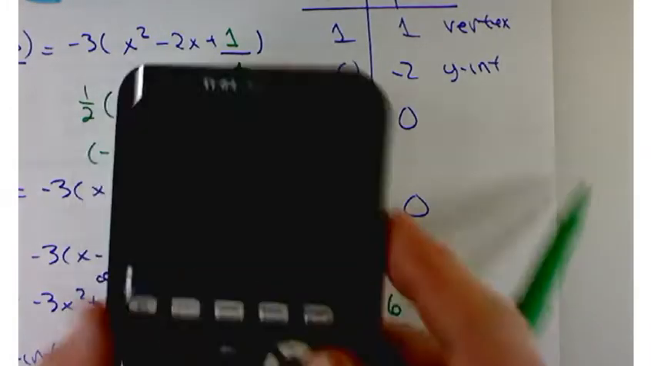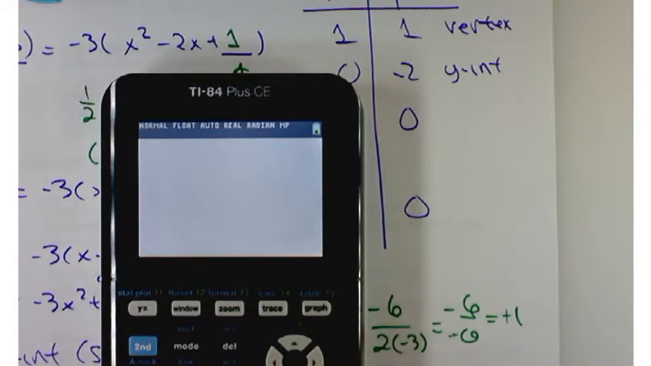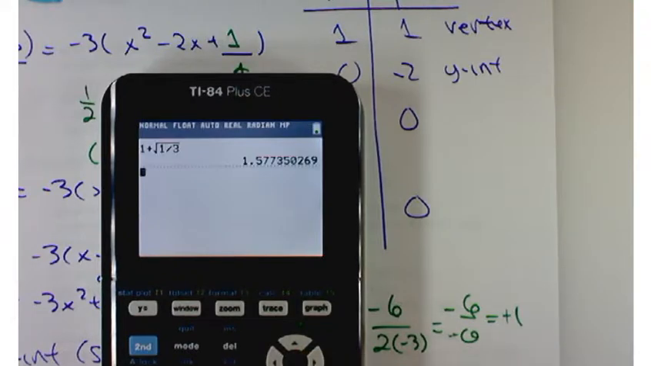Take out your calculators. Let's do 1 plus the square root of 1/3. So second, square root, 1 divided by 3. Bam.